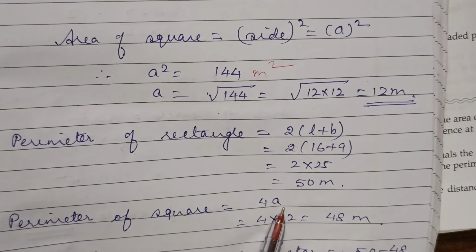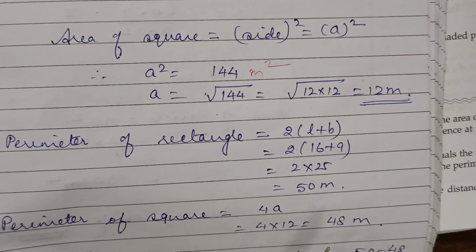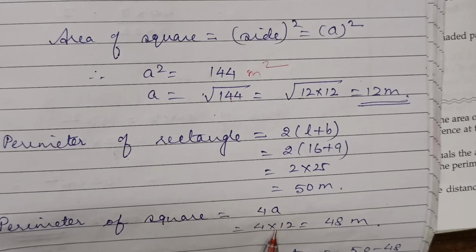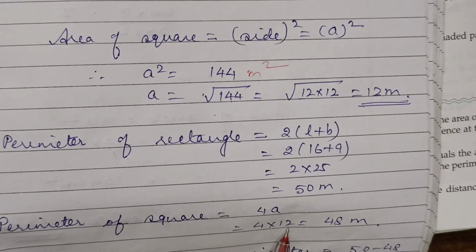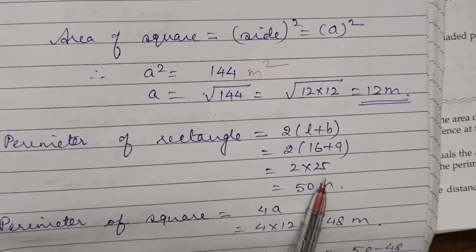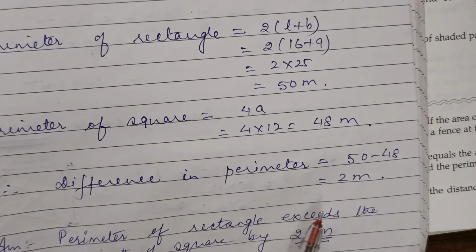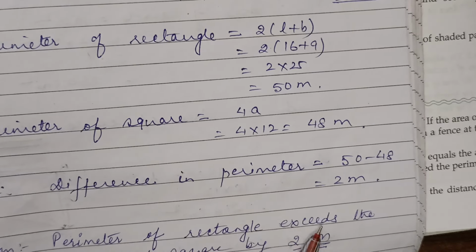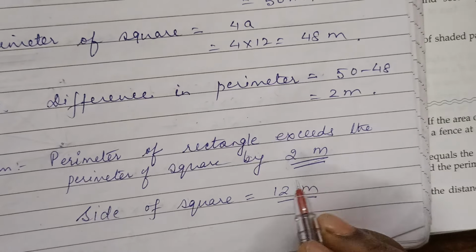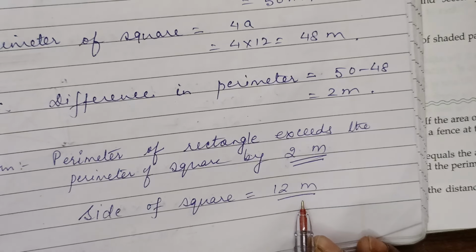Perimeter of square, you all children, you always have to write down the formula, that is very important. That is equal to 4 into A. What did we get? A as 12. So 4 into 12 is 48 meter. Now difference in perimeter is 50 minus 48, that is 2 meter. So perimeter of rectangle exceeds the perimeter of square by 2 meter. Okay, and side of the square is 12 meter.